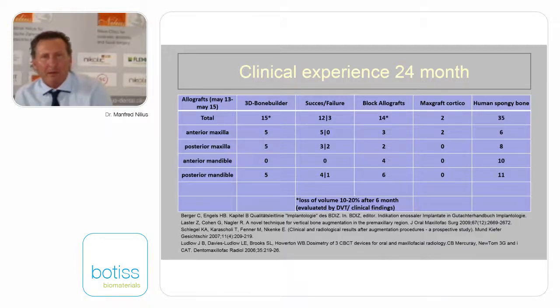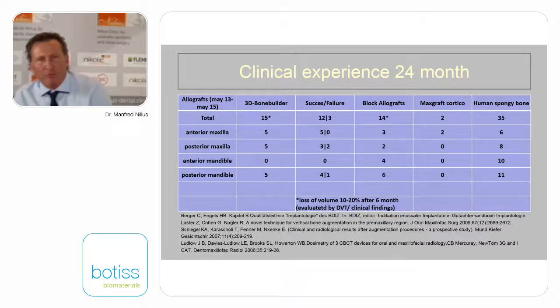Before, we did it with block allografts, and often patients say maybe it's too expensive to have 3D-Bonebuilder. On the other hand, you spend more time when you remodel the allogen outside the patient's mouth to fit it very well to the donor site. Maxillocortical and human spongy bone is also seen there.